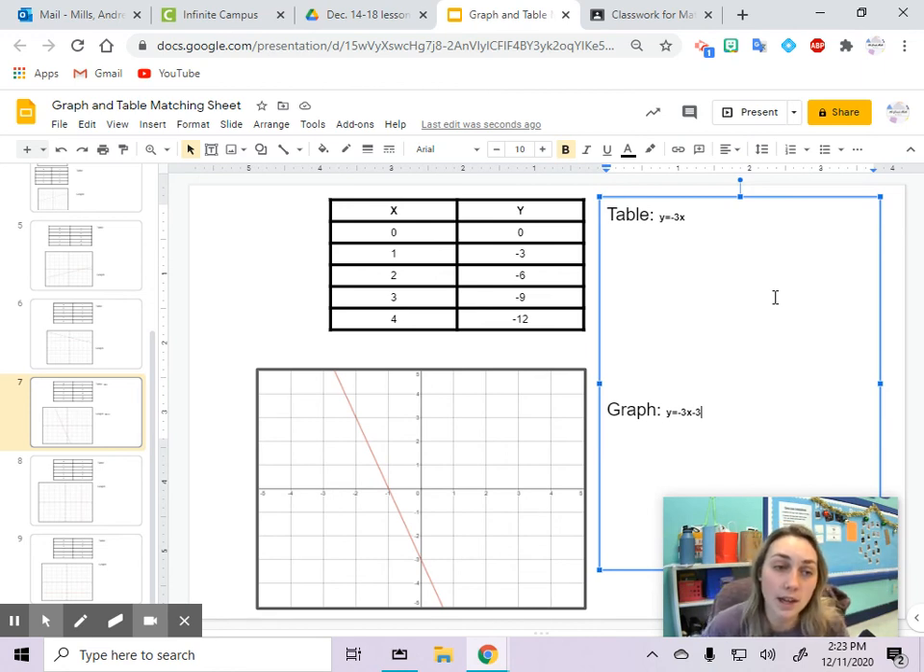Guys, I hope this video helps with this matching sheet. I know it's going to be difficult, but this is something that I really wanted to hit hard, and I wanted y'all to practice, practice, practice until we got it.